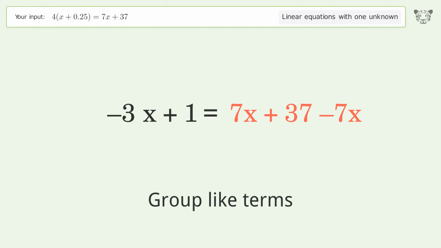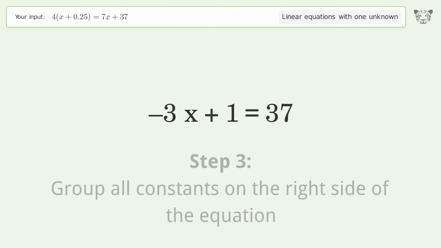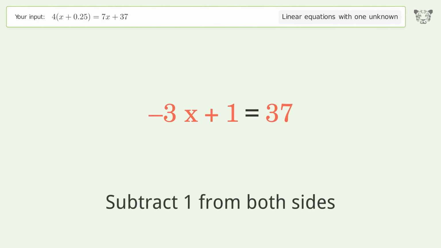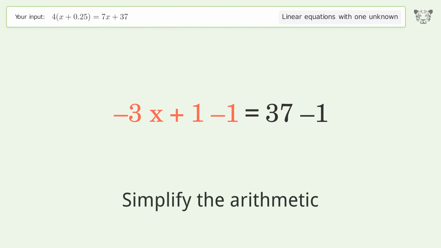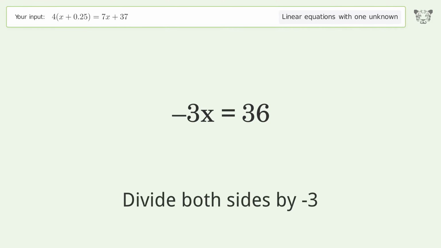Group like terms. Simplify the arithmetic. Group all constants on the right side of the equation. Subtract 1 from both sides. Simplify the arithmetic. Isolate the x. Divide both sides by -3.